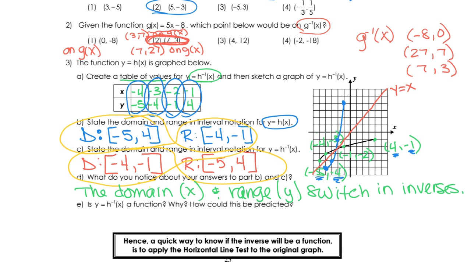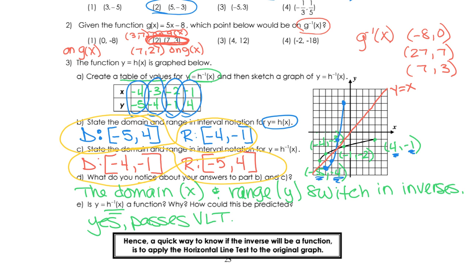Part E says, is that a function? Is the inverse one a function? I don't know. Does it pass the vertical line test? Looking at that one that we graphed in blue, it does pass the vertical line test. And so we say yes, passes vertical line test. And then it says, how can this be predicted?